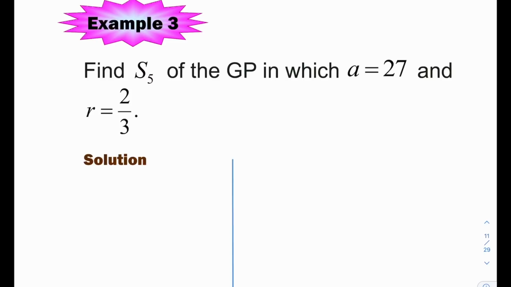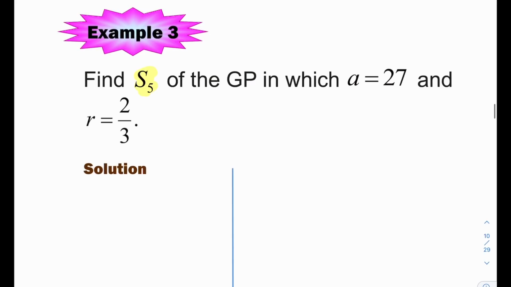Example 3. Find S5 of the GP in which a equals 27 and r equals 2 over 3. So first, you need to find S5. Recall, what is the formula for Sn? Sn equals a multiplied by 1 minus r to the power of n over 1 minus r. So this is the formula for Sn in GP.